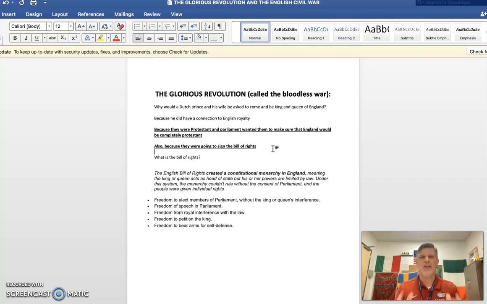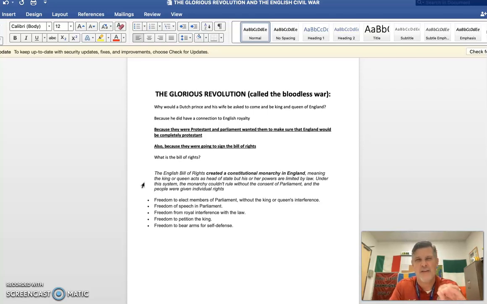Now, what is the Bill of Rights? Okay, the English Bill of Rights created a constitutional monarchy in England, meaning the king or queen acts as head of the state, but his or her powers are limited by law. That's a real key there. They're limited by law. Under this system, the monarchy couldn't rule without the consent of Parliament, and people were given individual rights. For example, freedom to elect members of Parliament without the king or queen's interference, freedom of speech, freedom from royal interference with the law, freedom to petition the king or approach the king, freedom to bear arms in self-defense.